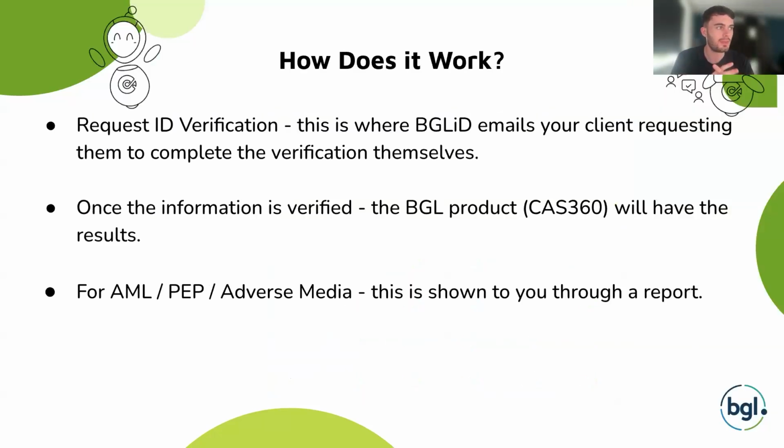So how does it work? Requesting an ID verification. This is where BGL ID will email your client asking them to complete the ID verification either from their laptop or from their phone, which we'll show you in just a second. Once the information has been verified, your BGL product, which in this case is CAS 360, will have the results stored in there for you to go and view.